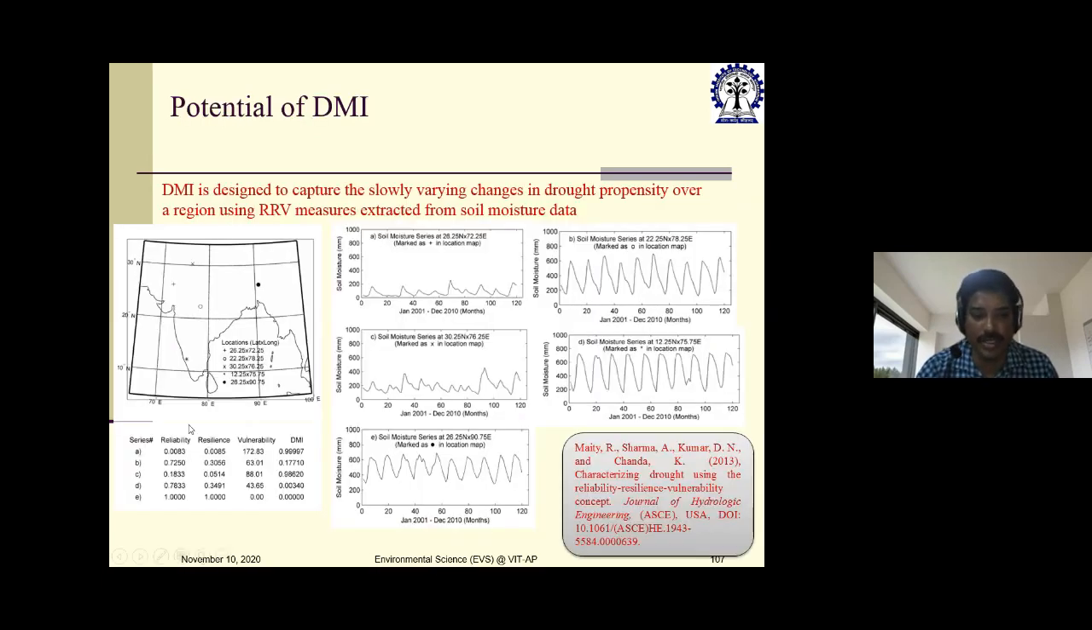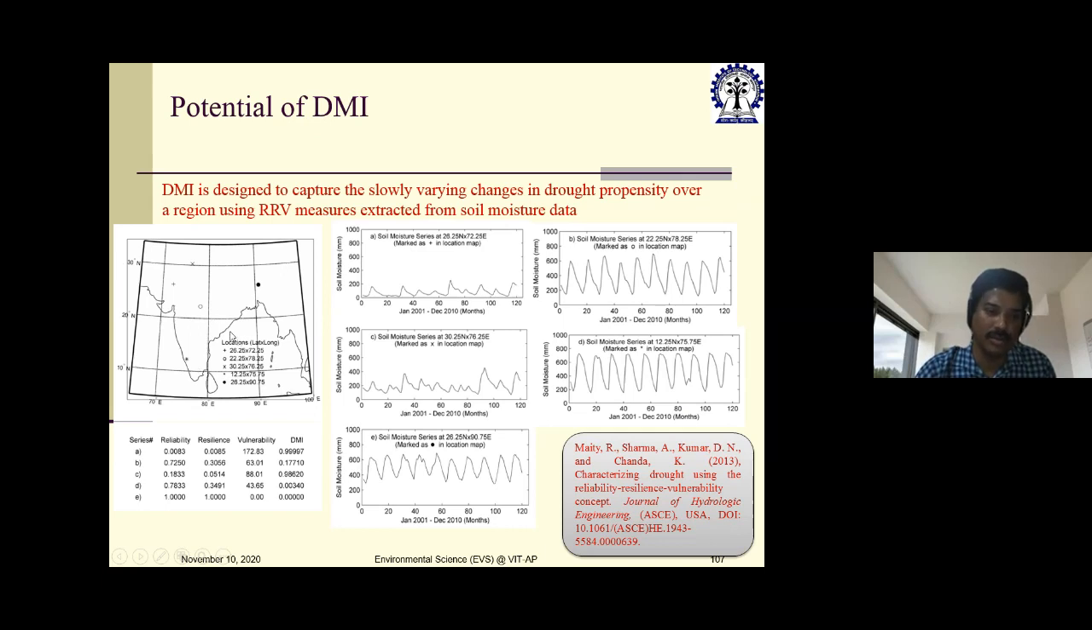I have picked up some 5 regions all over India. One is from the northeast, one from the Western Ghats, the central part of India, Rajasthan, and the north part, and it has been validated that it is properly capturing the drought propensity. Propensity means how drought prone that area is. So of course, if one area is more drought prone, we have to be more careful about that area.